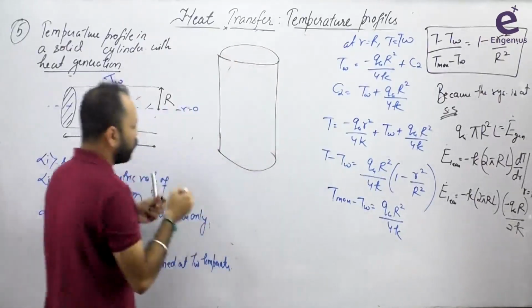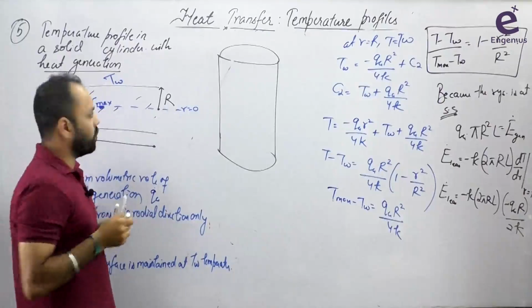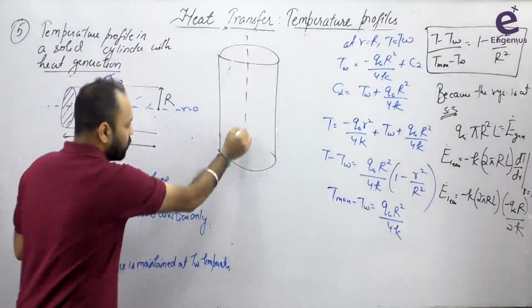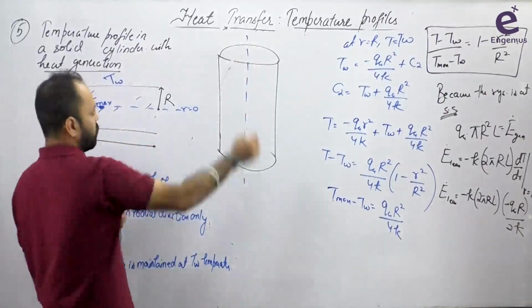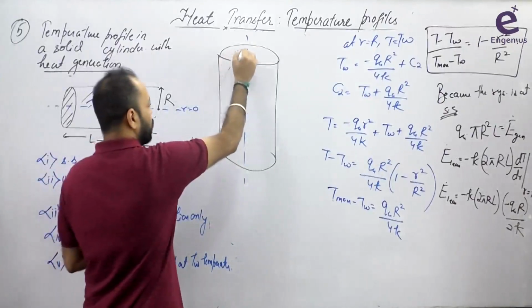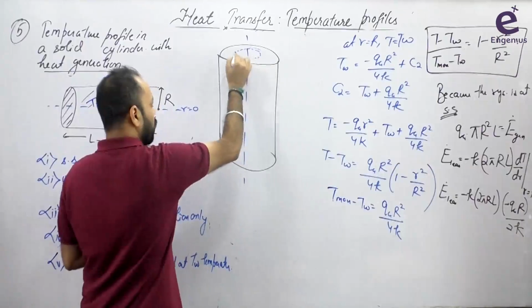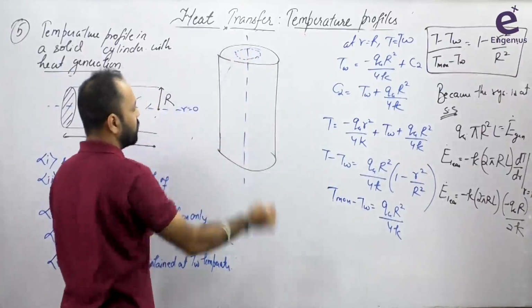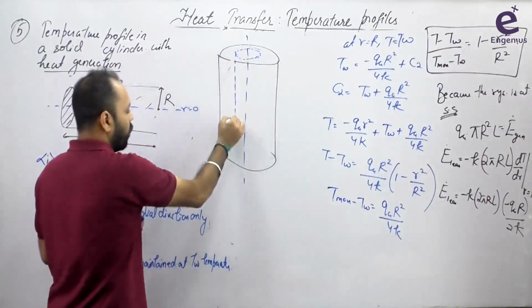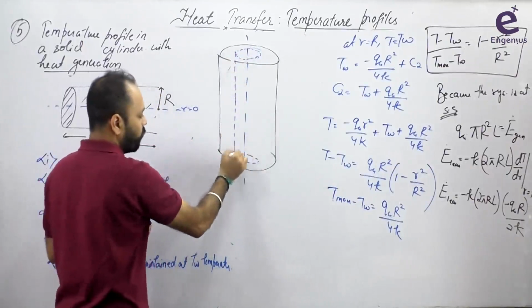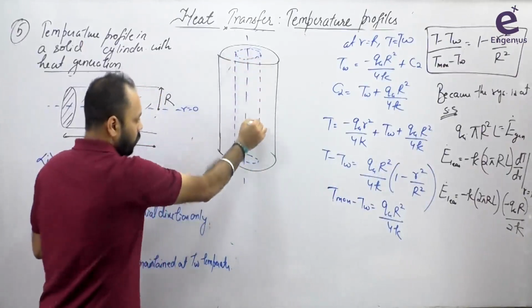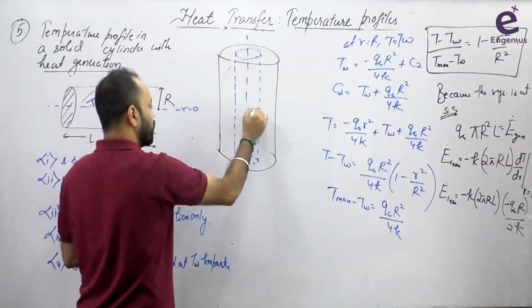See, the cylinder is made. Suppose this is the axis, this is the axis. I am considering an imaginary surface. I considered an imaginary surface here. This imaginary surface I considered at a distance of r equal to small r from the axis of the cylinder, right? What is this distance? This distance is small r.